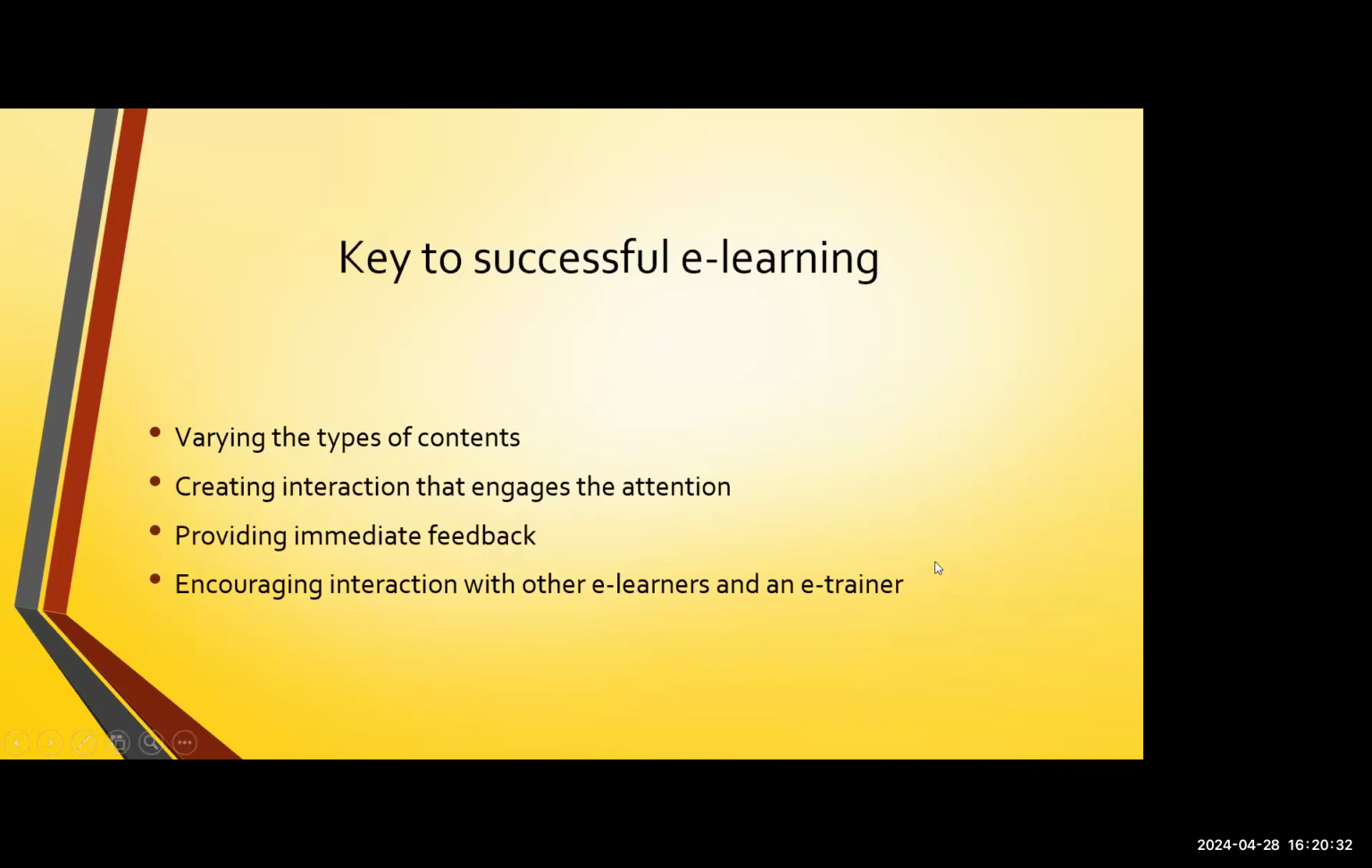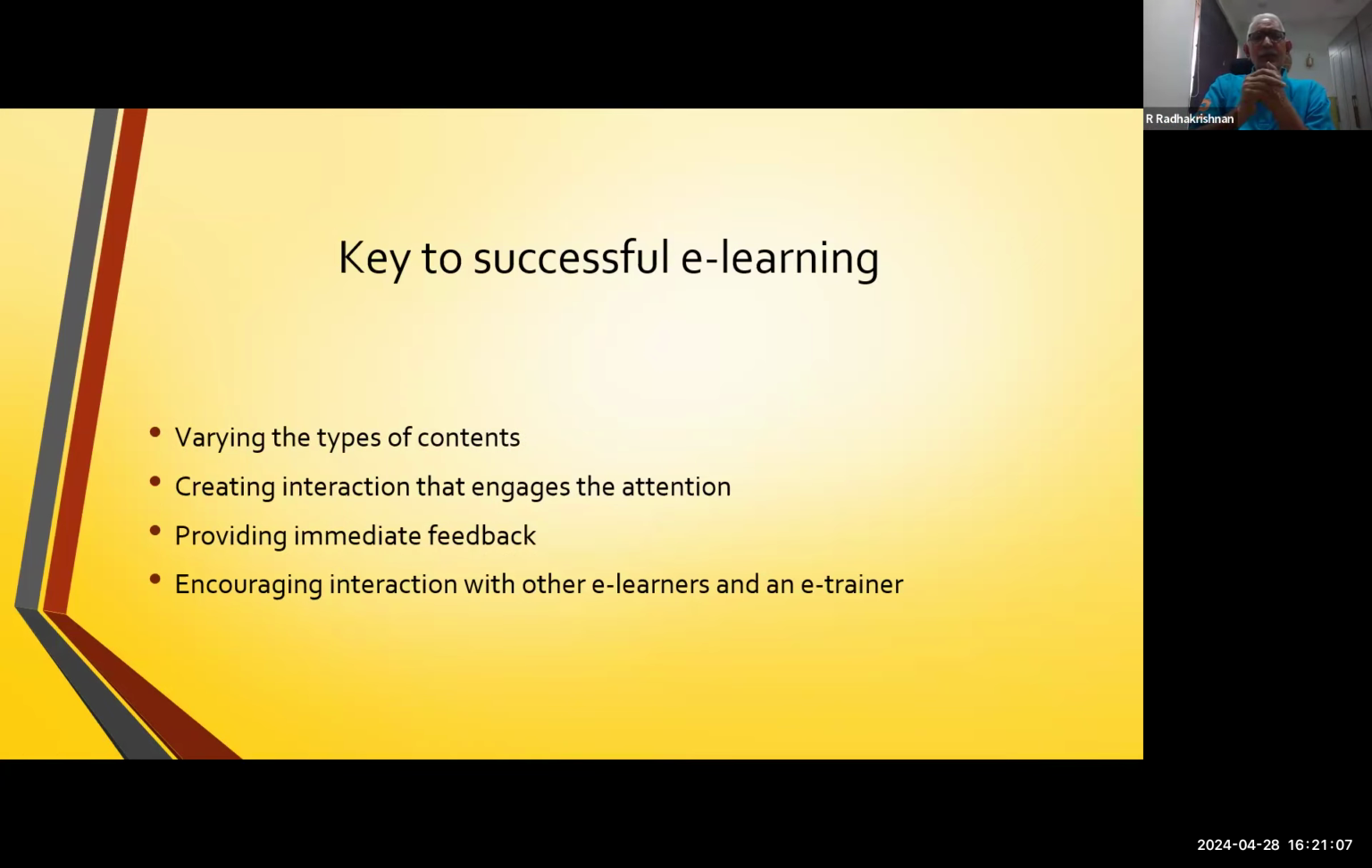Okay. Now, when we talk about successful e-learning, what are the keys? One is, there are different types of contents. You need to vary the types of contents that you are going to deliver. And you need to create interactions through an e-learning program that will engage the attention of the learner. What is more important in an e-learning environment is that you need to have contents that the person will be very keen to know. And you also need to create interactions that engage the attention.